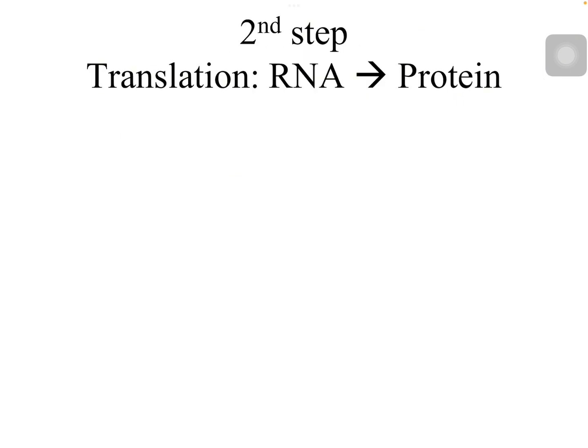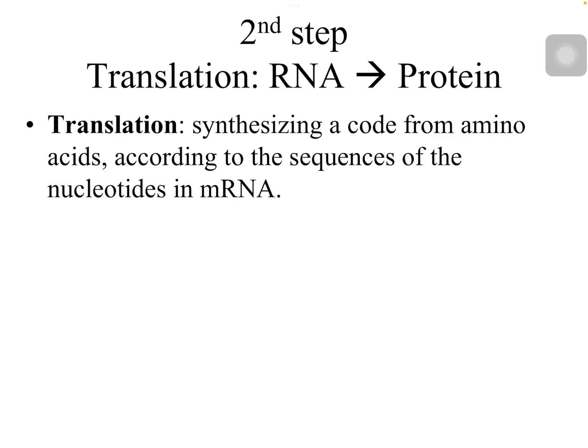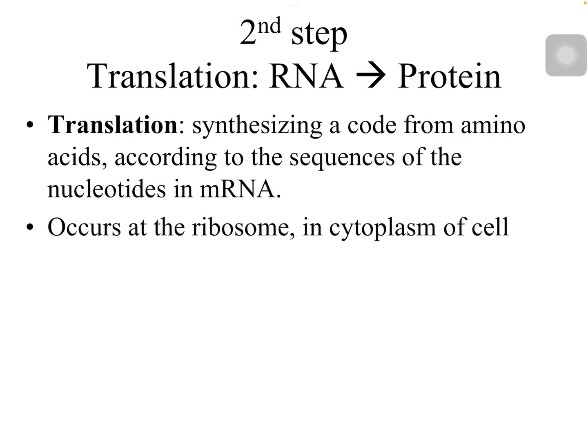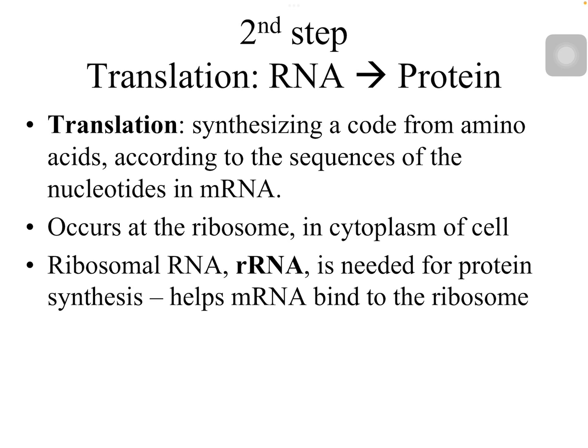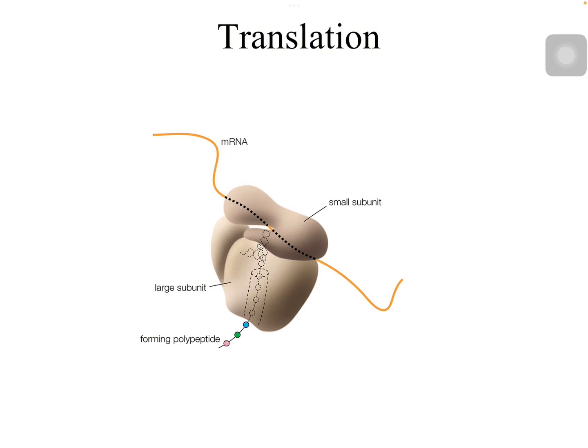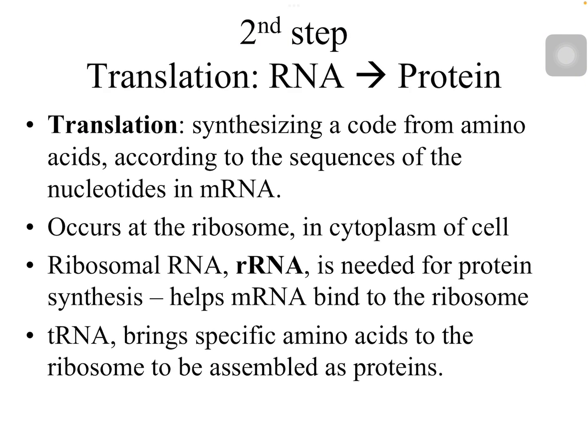Now, next is, of course, our translation. Tapos natin kay transcription. I hope na maliwanag na po sa atin. So, next natin is translation, class. Translation is actually from mRNA to protein. Translation is synthesizing a code from amino acids according to the sequence of the nucleotides in mRNA. So, we will translate the mRNA, always mRNA po, into protein. Now, this always occurs po sa ating cytoplasm ng cell. And of course, it will involve yung ating ribosome.